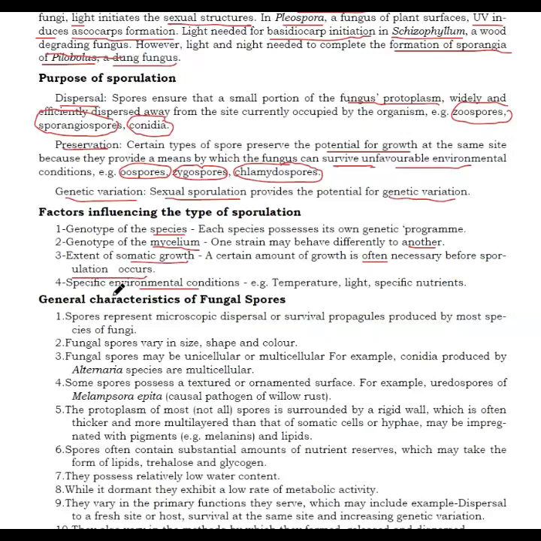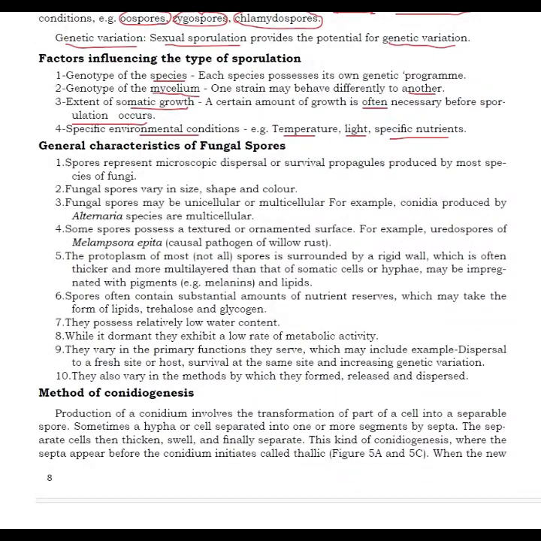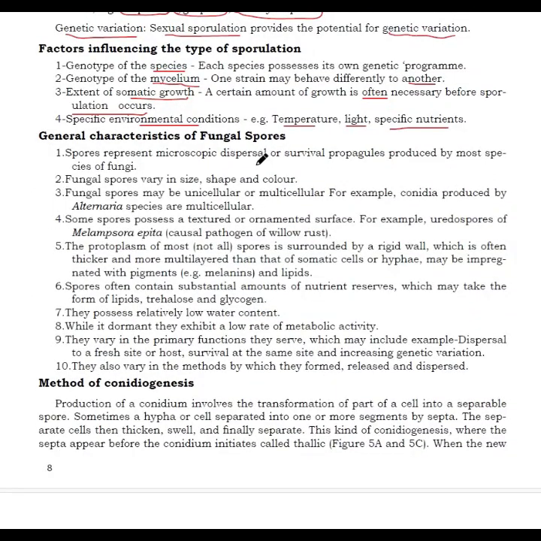Okay, there are several conditions which influence or stimulate the formation of spores. They are temperature, light, and specific nutrients. So what are the general characteristics of fungal spores? Spores are microscopic in nature. They can help in dispersal, or they can act as propagules for preservation or survival. They are produced by many or most species of fungi.